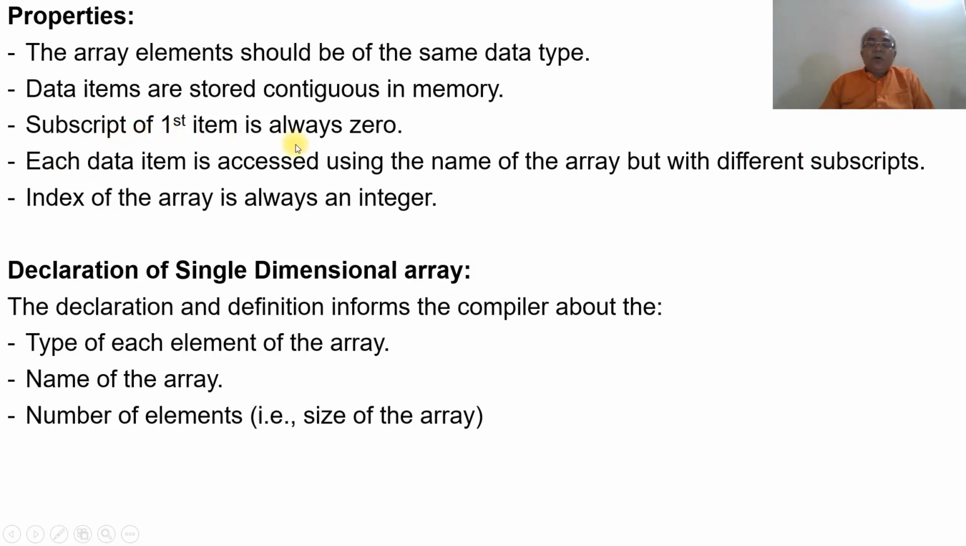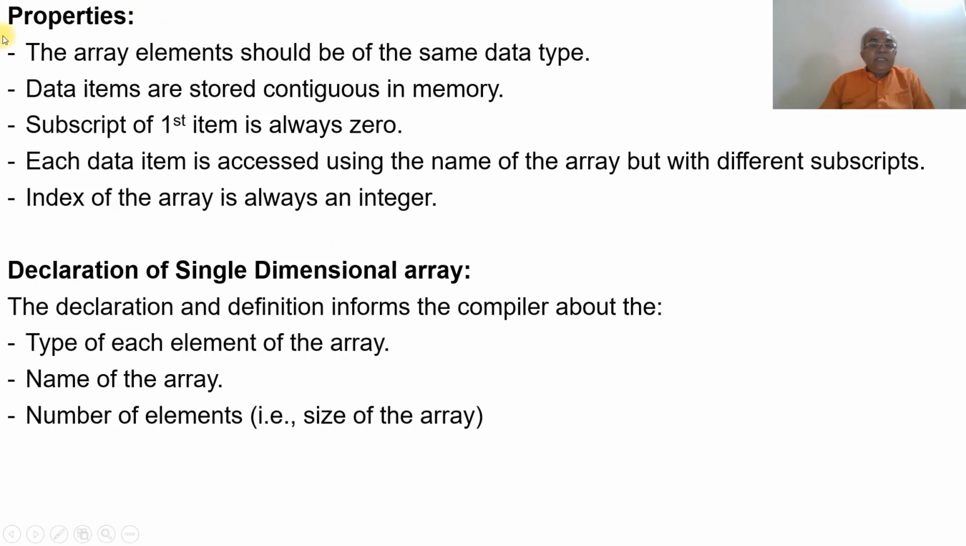The subscript of the first item is always 0. That means we start from A[0], not from A[1]. The subscript 0 has to start from the first item. Suppose you have 5 elements, then it becomes A[0] to A[4]. If it is 100 elements, A[0] to A[99], and so on.